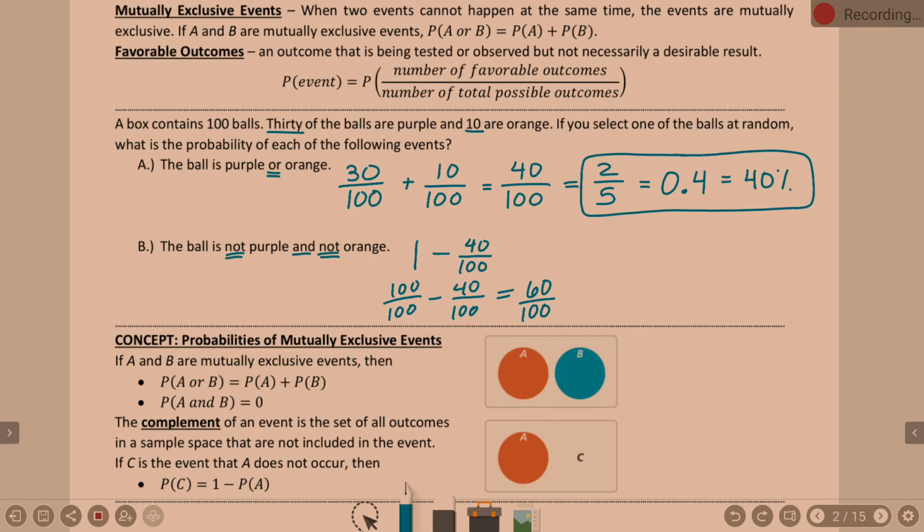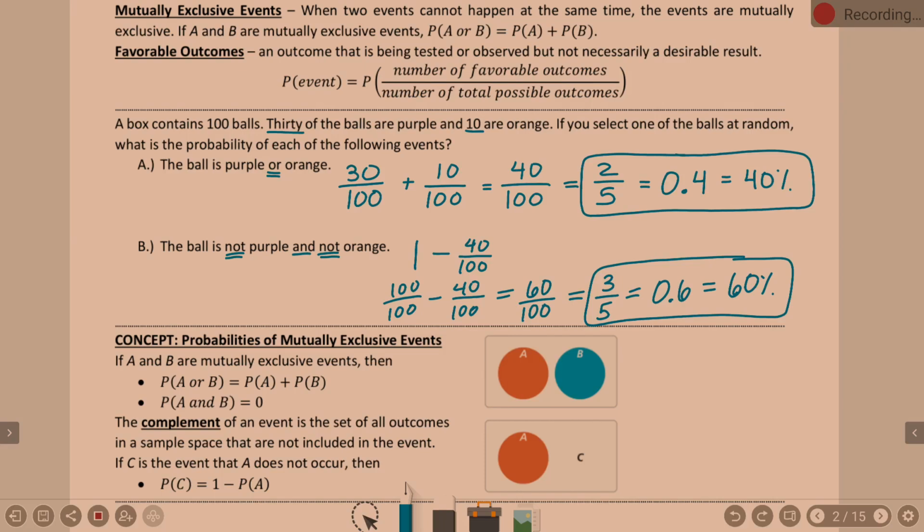What are ways to express the answer of 60 over 100? 6 over 10. As a fraction, it fully reduces to 3/5. As a decimal, 0.6. As a percent, 60%. So again, they're all good probability answers, depends on the scenario.